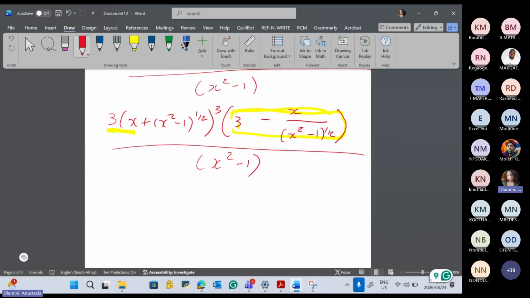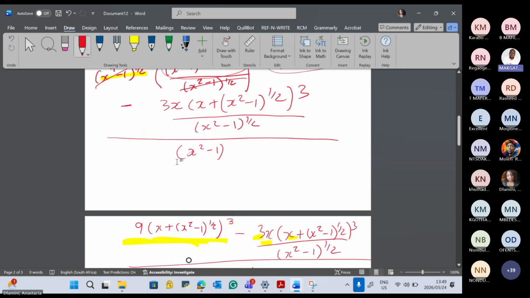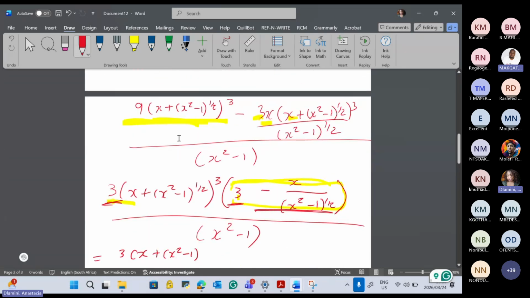What else can we do here? Let's simplify this. Sorry, ma'am, the last step, what happened to the 9 there? What did you do? I didn't see 3 times what you did. I factored the 9 out. Oh, okay. I factored it out.